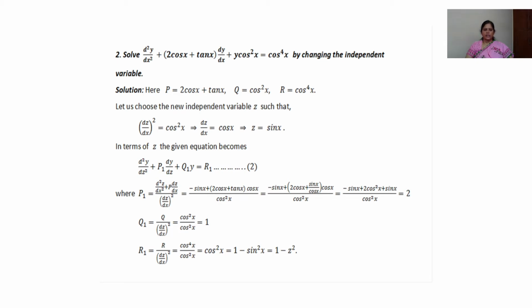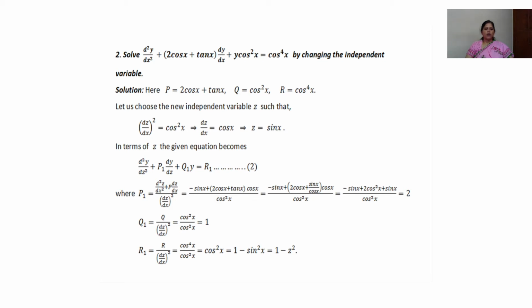Let us choose a new independent variable z such that dz by dx whole squared is equal to the q value, which is cos squared x. So we are taking cos squared x here. Then from that dz by dx is equal to cos x. Then while integrating we get the z value as sin x.